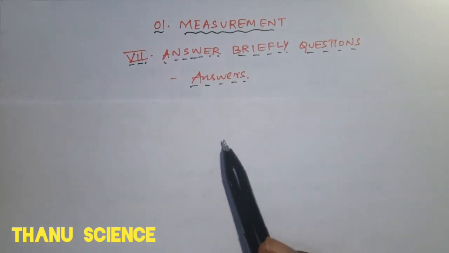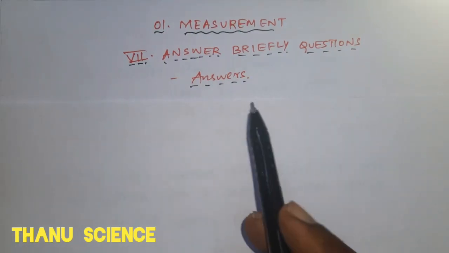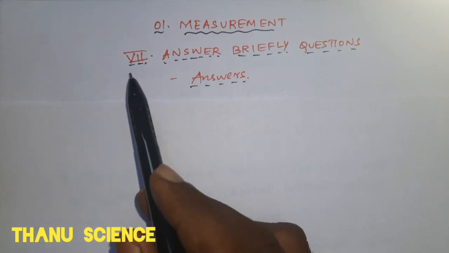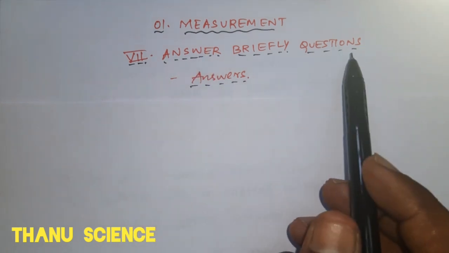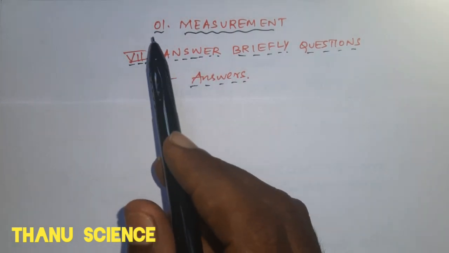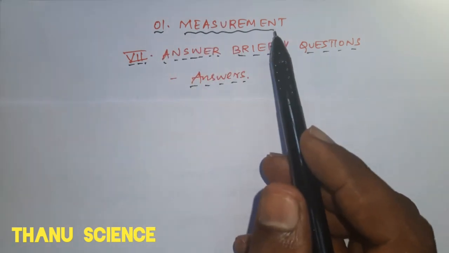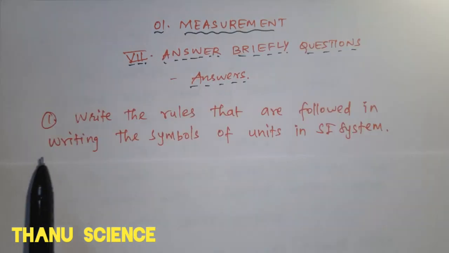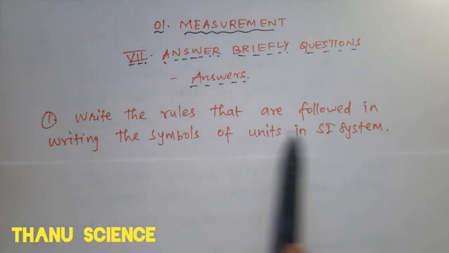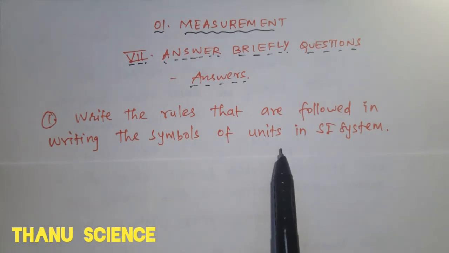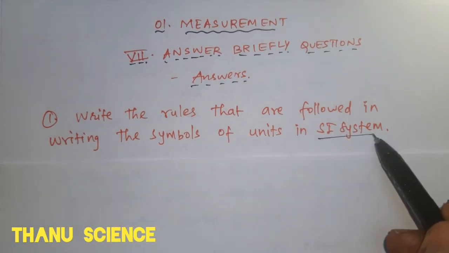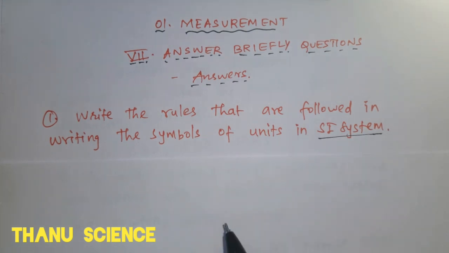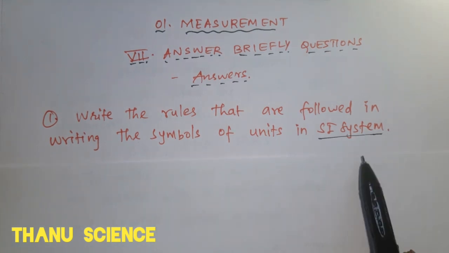Welcome to Tanu Science. In this video, we'll learn the answers to the 7th Roman letter, answer briefly questions part, chapter 1, measurement of class 9. Question number 1, write the rules that are followed in writing the symbols of units in the SI system. So what rules should be followed when we are using the SI system?